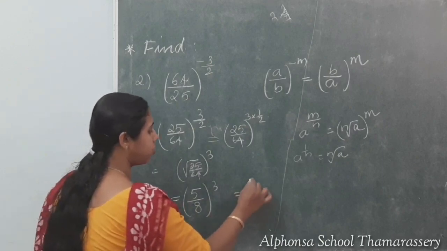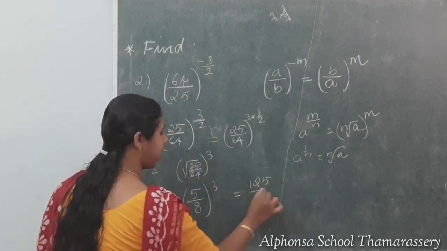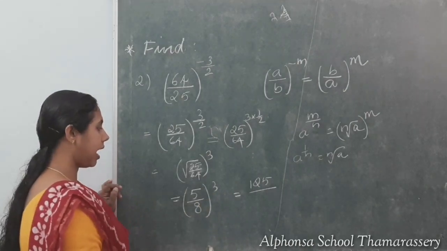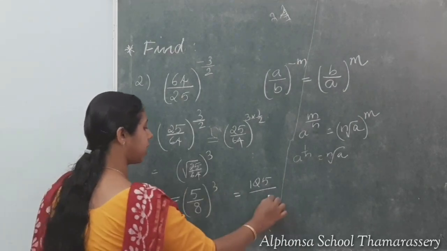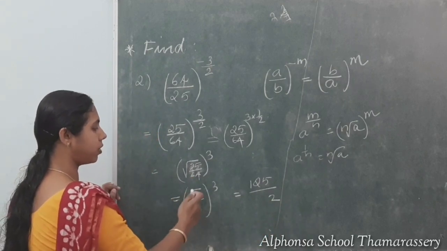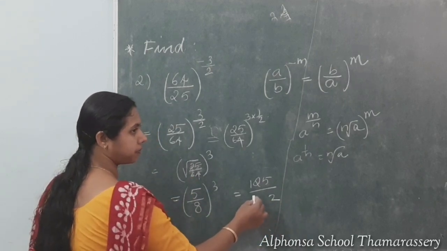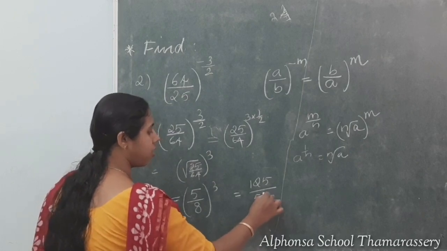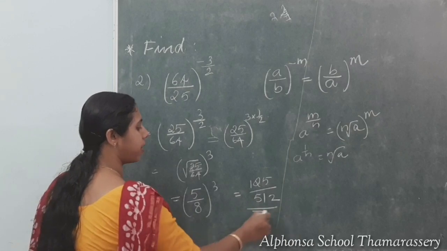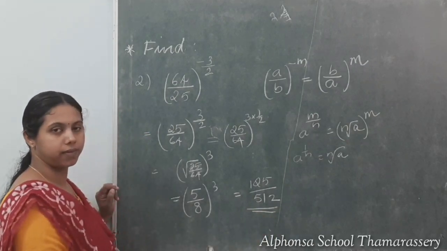That is equal to 125 by 512, because 8 cube is 64 into 8. 8 fours are 32, 3 is remaining. 6 fours are 48, 48 plus 3 is 51. So the answer is 125 by 512.